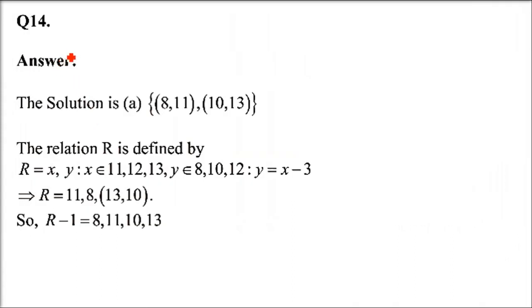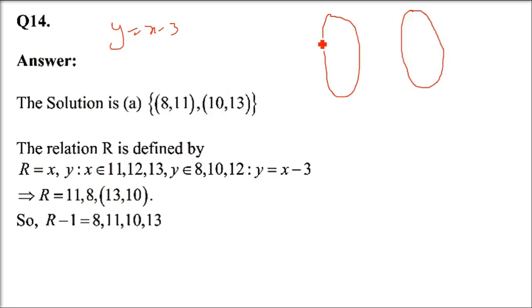Question number 14 here. Let R be a relation from {11, 12, 13} to {8, 10, 12} defined by y equals x minus 3. We have to find out R inverse. First let us find out R, then we'll just reverse the order of the pairs. So y is given as x minus 3. Let us make these two sets. I told you already how to do this. Diagrammatically, geometrically, it's easy to decipher. We have 11, 12 and 13. Then 8, 10 and 12.